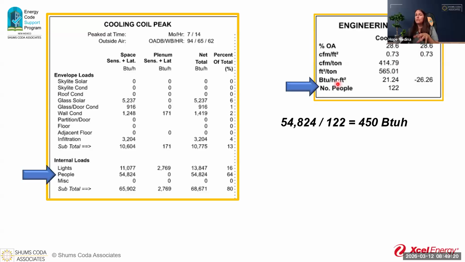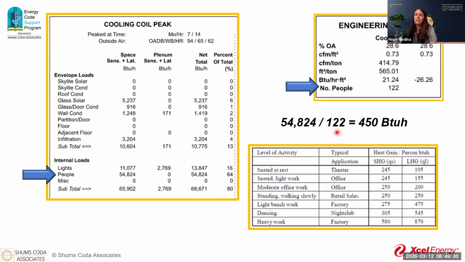Now I'm going to come over to the engineer checking. Remember I said about knowing the number of people, and it says that there's 122 people in there. So I would take that and divide it, which equates to about 450 BTUs. If you look at some of the tables, this I believe comes out of the standard. This is an office, so if you take moderate work here, 250 and 200, that equates to 450.